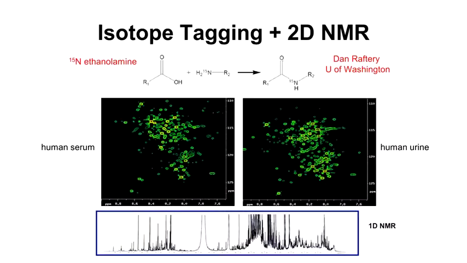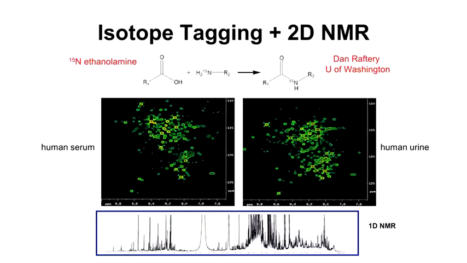This is illustrated with this approach that, as I say, Dan Raftery has done. You could use it with acetic anhydride, like we did with the DNP example. You can do it with N15 ethanolamine, which instead of tagging free amines, will actually tag free carboxylates. Roughly half of all metabolites have either free amines or free carboxylates. So between these two tags, you can get a good portion of metabolites tagged. And this is just an illustration of the type of spectra you can get with an HSQC N15 proton of serum and urine that have been tagged with ethanolamine.